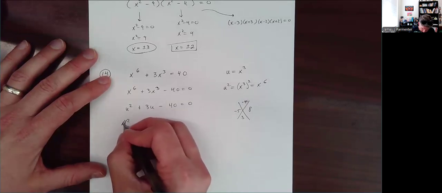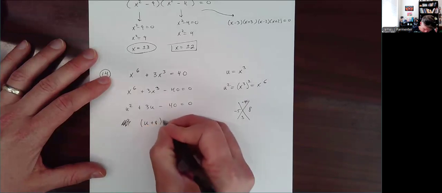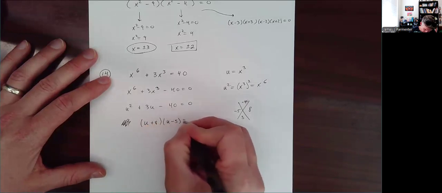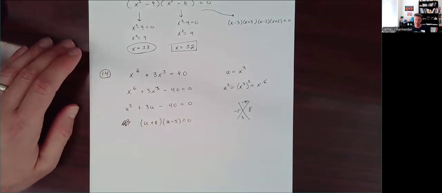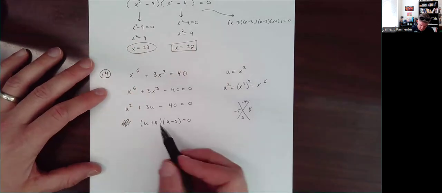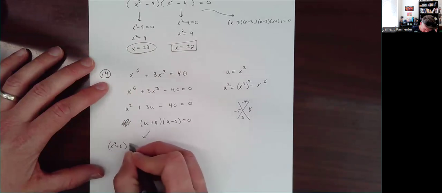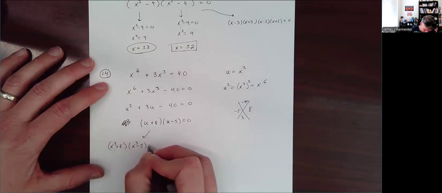Sorry, I keep doing this the long way. I want to do it the short way. I have u plus 8 times u minus 5 equal to 0. And then you can go one of two ways. You can either do it like here and replace u with x cubed and say x cubed plus 8 times x cubed minus 5 equal to 0.